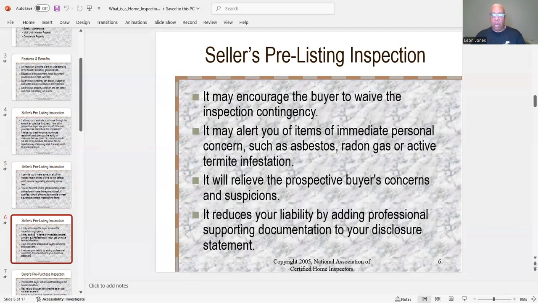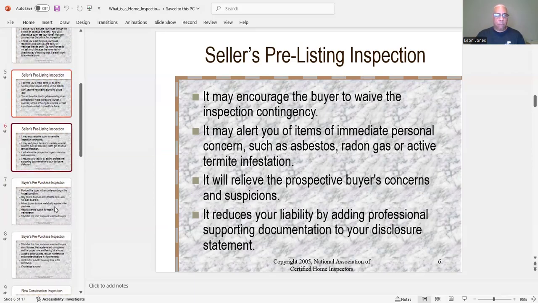It may encourage the buyer to waive the inspection contingency. It may alert you of items of immediate personal concern, such as radon gas, termite infestation, and asbestos. And it will also relieve the prospective buyer's concerns and suspicions. Also, with the seller's pre-listing inspection, it reduces your liability by adding professional supporting documentation to your disclosure statement.